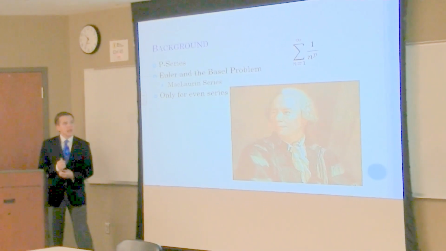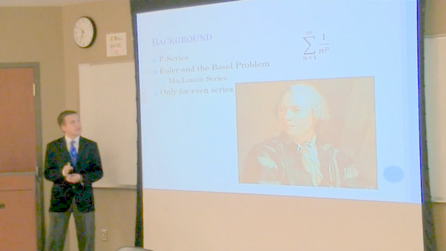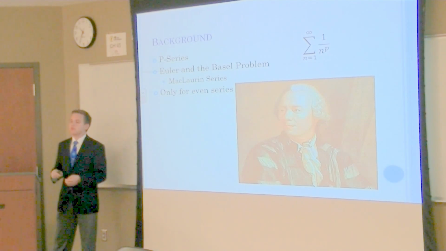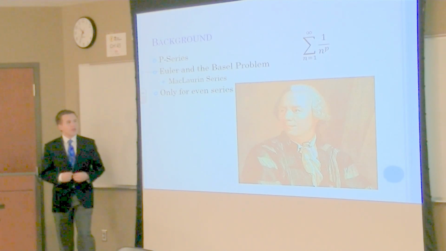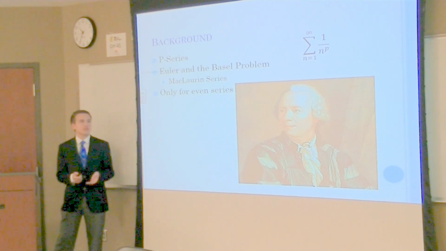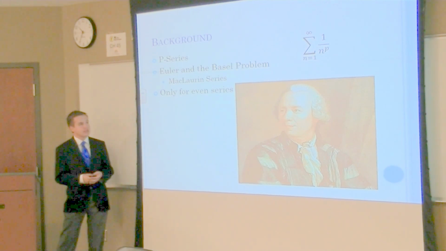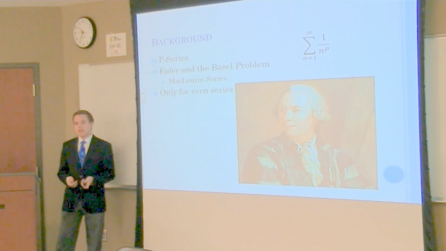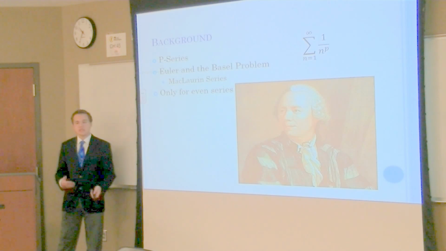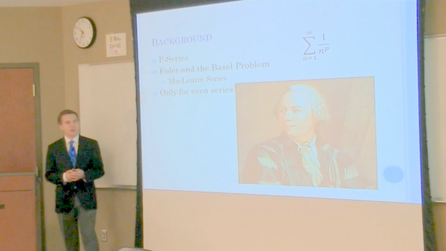Nobody actually knew the sum of these p-series until the 18th century with Euler and the Basel problem. The Basel problem is 1 over n squared. By making up equations and comparing them to Maclaurin series, he was able to determine that it was equal to pi squared over 6. But unfortunately, the method he used only worked for even-powered p-series. So even today, nobody knows the sum of the odd-powered p-series.